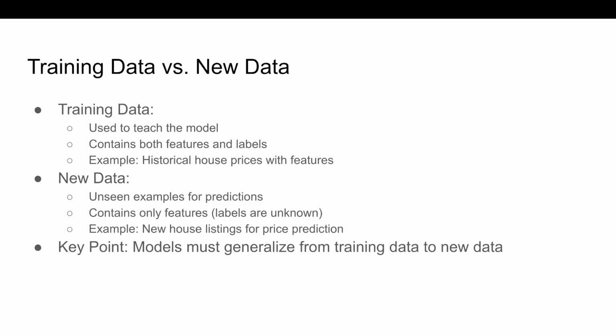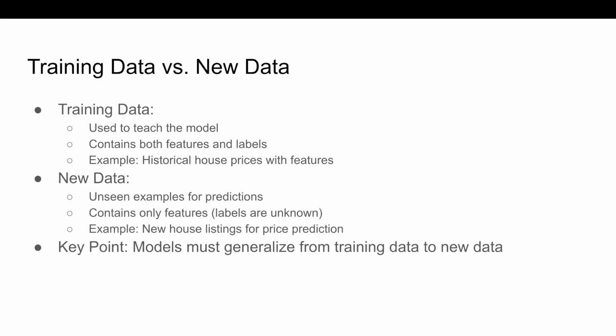The key difference between training data and new data is that training data is used to teach the model. New data is used to test the model's ability to generalize and make accurate predictions on unseen examples. This distinction is crucial because a model's performance on training data doesn't always reflect how well it will perform on new data.